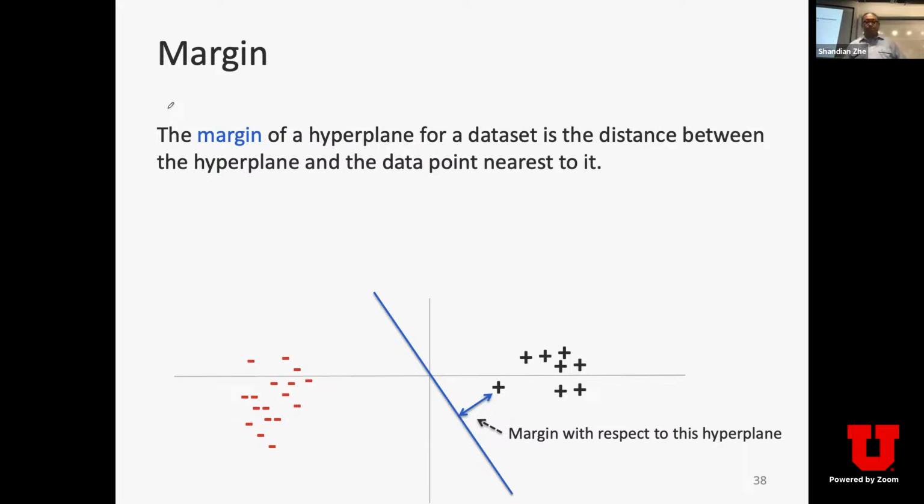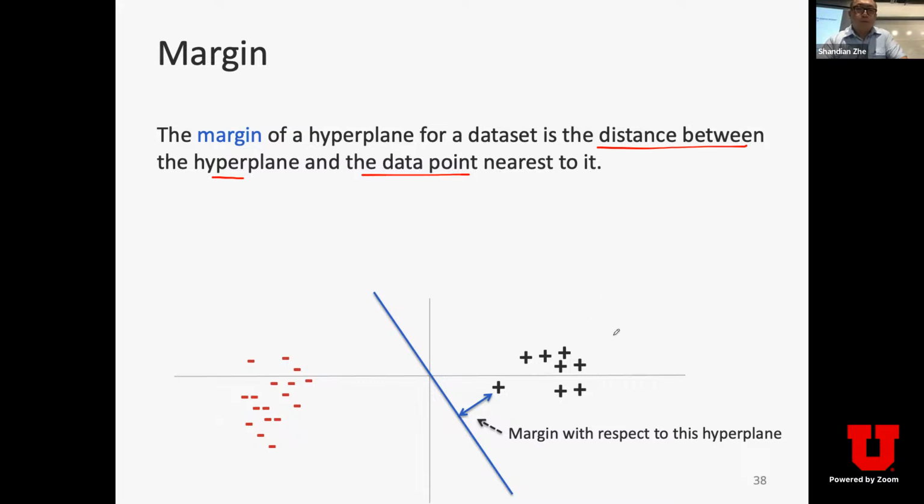What does margin mean? The margin is talking about a data set and a separable hyperplane. If a hyperplane can linearly separate a data set, then this hyperplane has a margin for that data set. If that hyperplane cannot do that, then we should not talk about margin. So what's the definition of margin? It is the distance between the hyperplane and the data point which is nearest to the hyperplane.